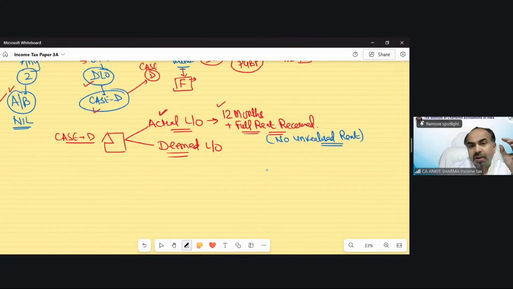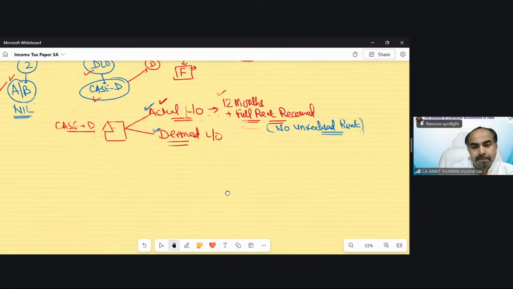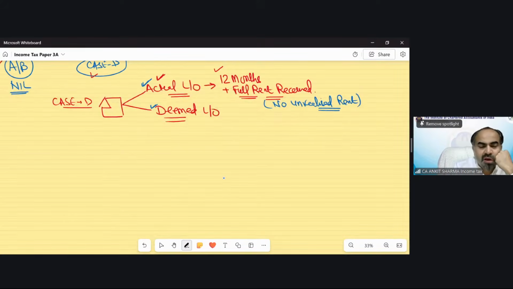So only this kind of actual let out property and all other deemed let out cases would fall under case D, or we need to solve them as per case number D. Now, how to solve it? If you remember the format of house property, the first thing we need to calculate is GAV. But we have not calculated yet. Why? Because in case of A and B, we do not need to consider GAV because the annual value directly is nil. But from case number D, now we need to calculate the gross annual value first.